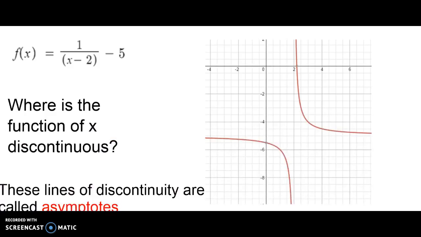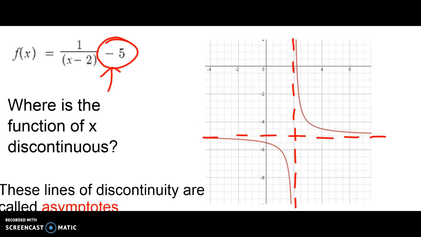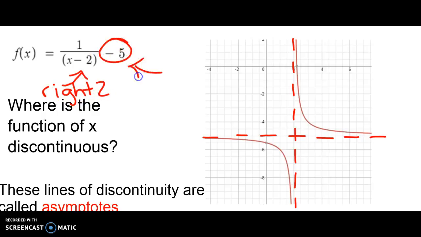Okay, so let's do the same equation again, but we're going to subtract 5 here and see what causes a horizontal asymptote. So the very first asymptote we had here was where x equals 2, obviously. This -5 is going to make the entire graph drop down 5 places, and so it's going to have a horizontal asymptote at y equals -5. So this is another kind of translation. This is going to make it go to the right 2 places, and this is going to make it go down 5.